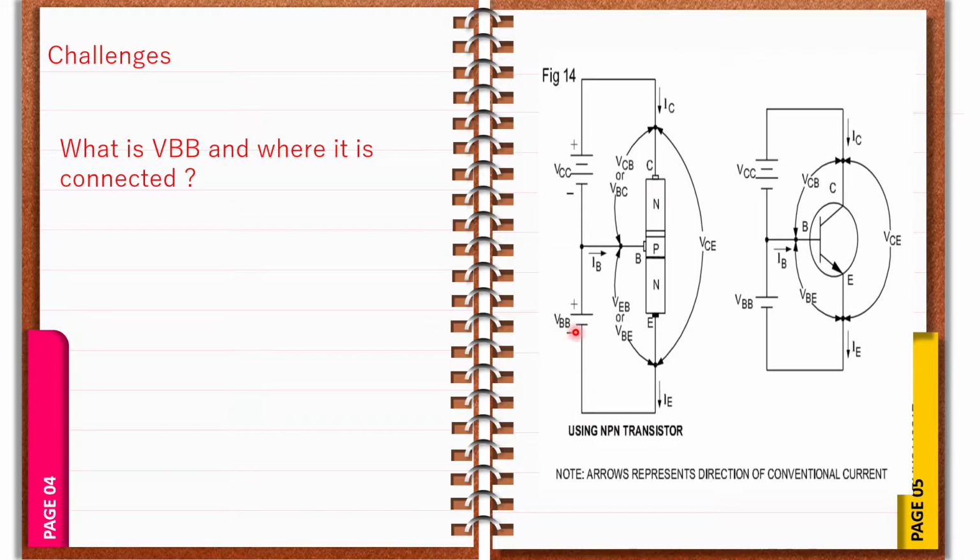Next, what is VCC? VCC means collector supply voltage, which is connected between the collector and base region. VCC is the collector supply voltage, connected between the collector and base region. This is clear. What is VCC?